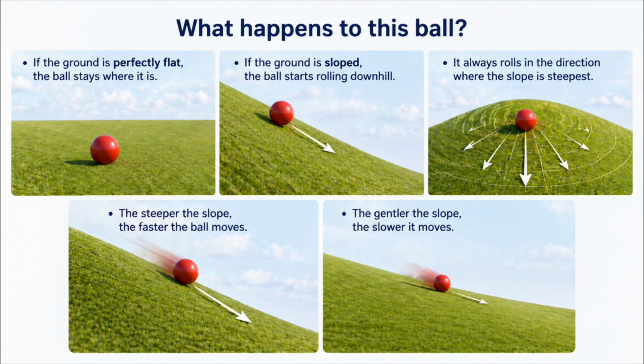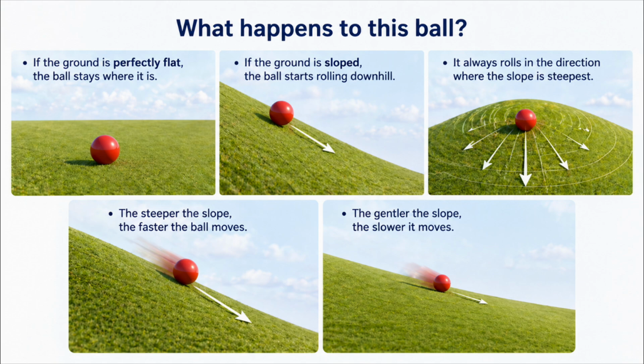If the ground is perfectly flat, there is no slope. So the ball stays exactly where it is, there is no movement. If the ground is sloped, the ball immediately starts rolling downhill. This happens because there is a change in height. Now observe carefully. At any given point, there are many possible directions. But the ball does not choose randomly. It always moves in the direction where the slope is steepest.